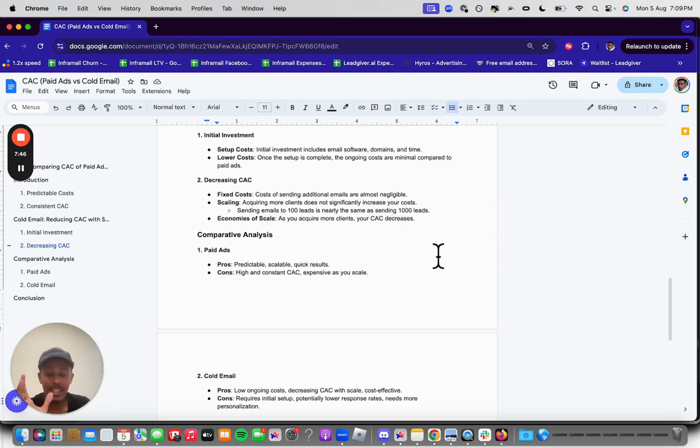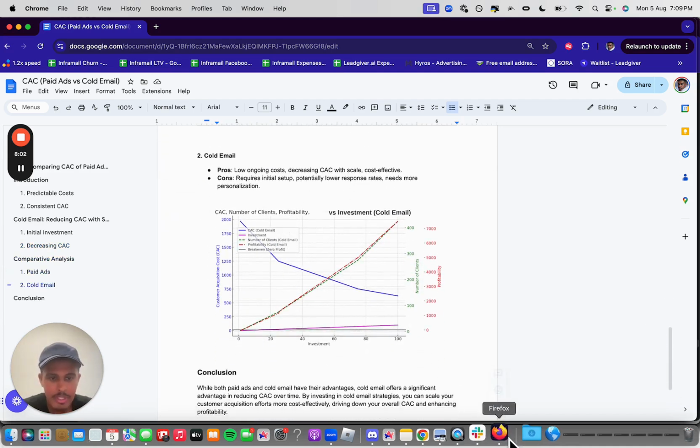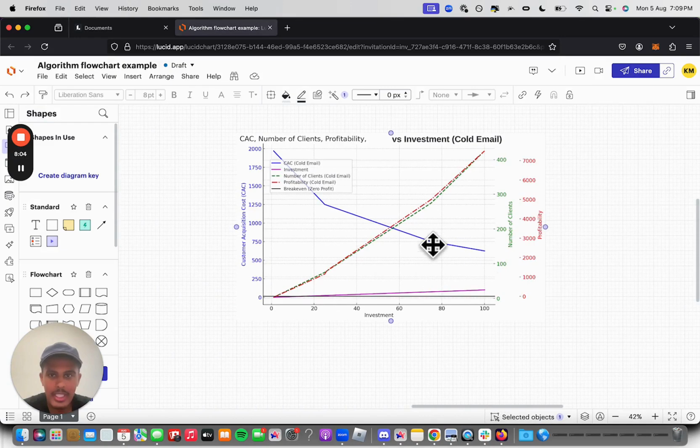With paid ads, like I said, there is an optimal range where that can happen, but with cold email, as soon as you go from 1 to 3 clients to 5 to 10, your CAC is just dropping off, and it's ridiculous. You're going to see the graph, right? I'm going to show you this analysis. This is the graph that we have for cold email. I'm going to show you exactly the CAC, number of clients, and profitability versus the investment with cold email.